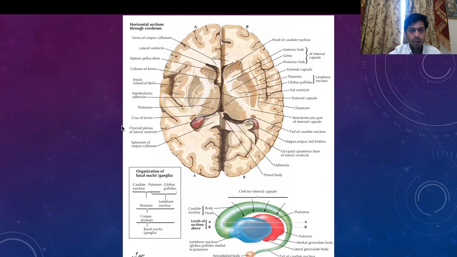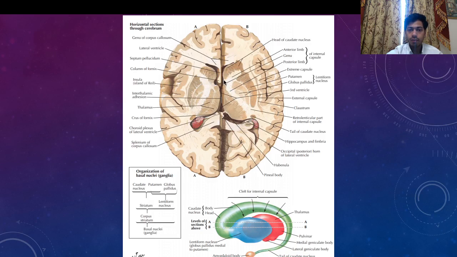Right. So going back to the internal capsule here. This is what it would look like in a horizontal section through the cerebrum. So here is the internal capsule, this bracket-like shaped structure here. You've got the anterior limb here, which is composed of FP and ATP tracts.